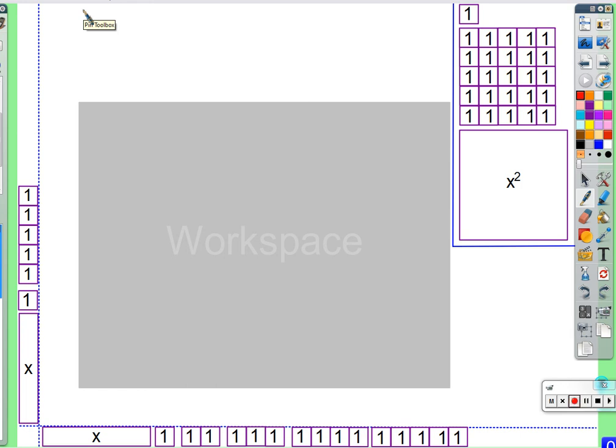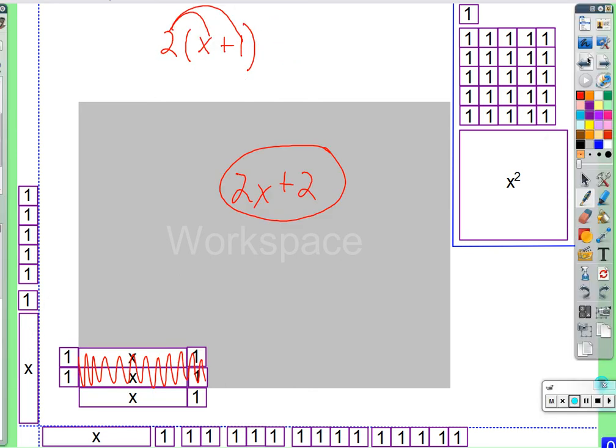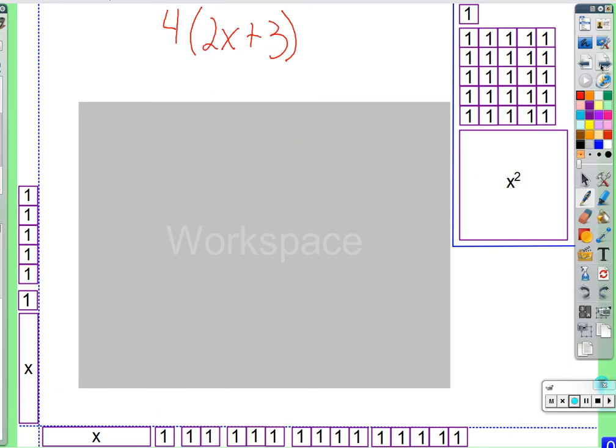And I'll pick somebody to come up and show us how it's done. So let's do this one: 4 times 2x plus 3. You saw how I did it here? Take one side, one of the factors, the other side, the other factor, and then build the rectangle inside. You got 4 initially.